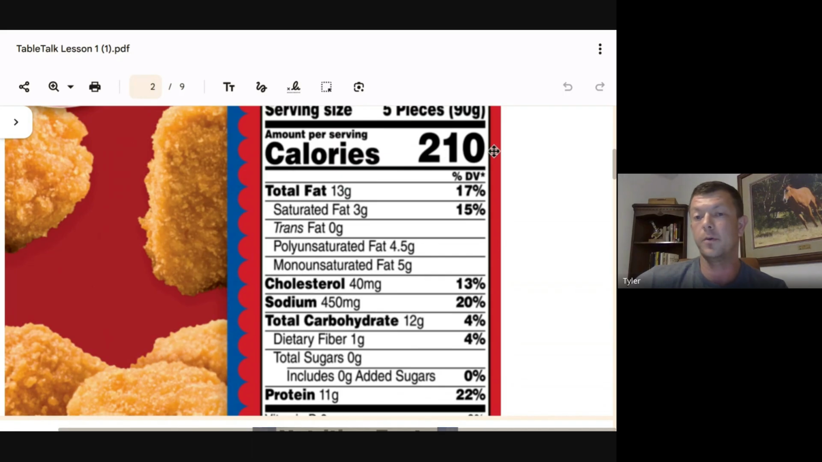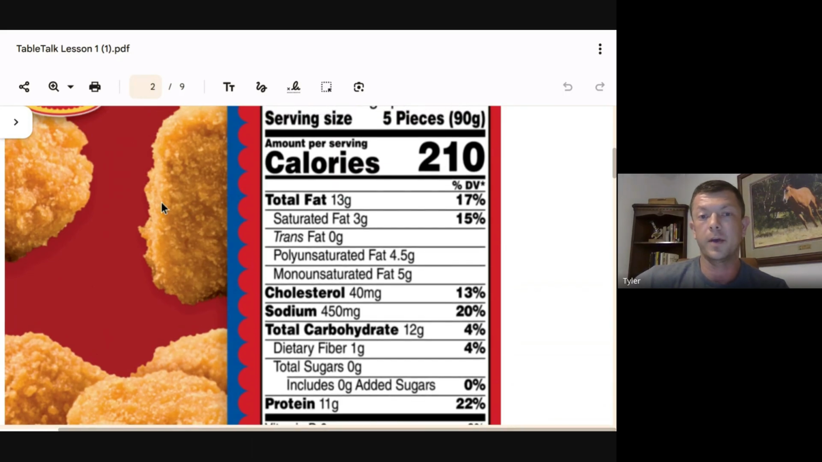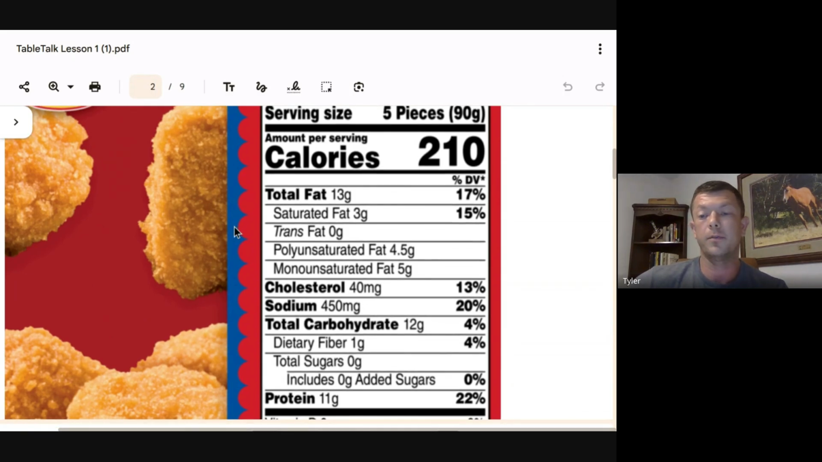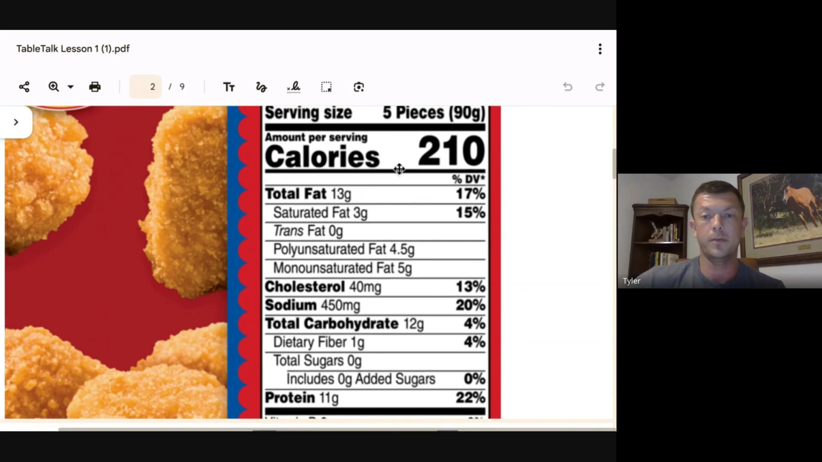Total calories on this are 210. That's not close at all. Unfortunately, Tyson chicken nuggets would not qualify as a good source of protein. Now, of course, you can still eat these. There may be benefits elsewhere. But as far as considering this a good source of protein, we're going to say no. We added a 0, 110 is not close to 210 total calories. And so that's not going to be considered a good source of protein.